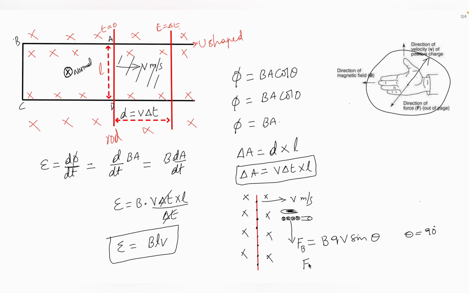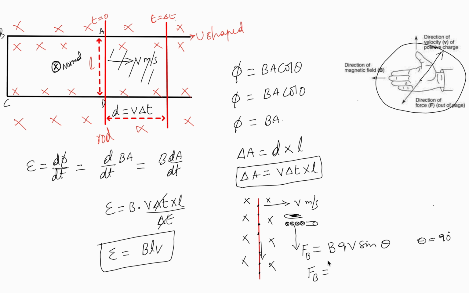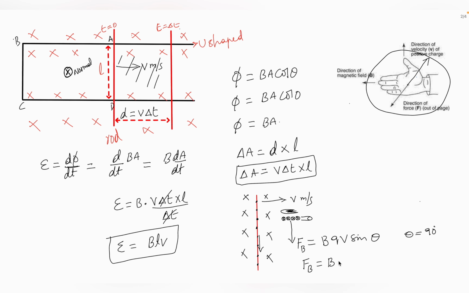So the magnetic force on the charged particles, on the electrons, is in the downward direction. So electrons are being pushed downward. So we have the maximum force BQV acting on that, right? So this is the force acting on it. Now when this force is acting on the charged particles, and this will exist as long as the rod is moving to the right with V meters per second.